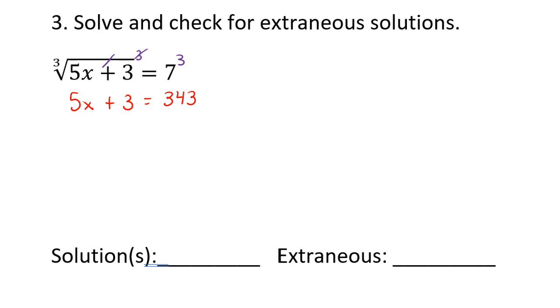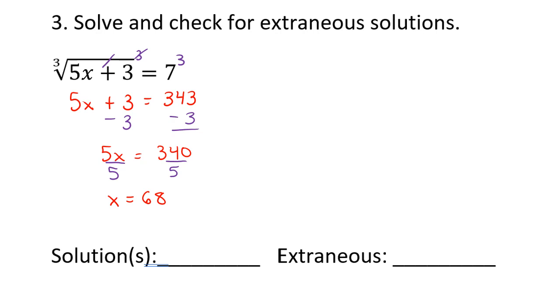We want to solve for x. The radical's now gone, so now we can move this 3 over to the other side. So we're going to have 5x equals 340. Then we can divide both sides by 5. And we get 68. So x equals 68. But the question is, is that a solution or is that an extraneous solution? To figure out which one it is, we need to plug it back in and check our answers.